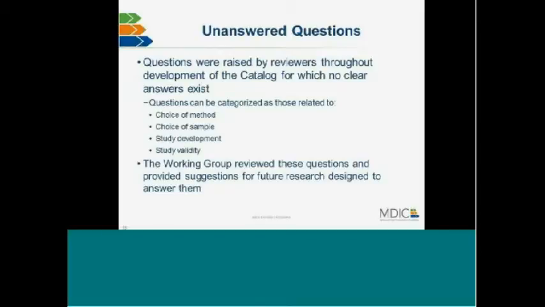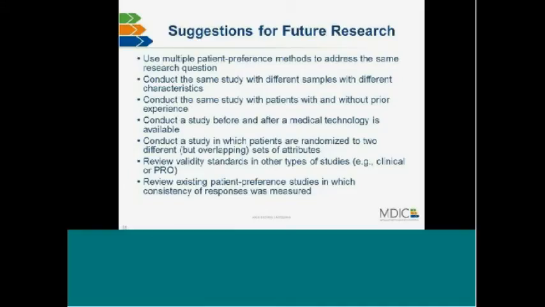How do you choose a method? How do you choose the sample for the method? How do you develop the study? And how do you know if the study is valid? So the working group got together, reviewed all of the questions. We had to go back and find documentation to make sure that we tried not to miss anything. And then we came up with these categories and came up with a number of suggestions for future research, which we'll talk about a little bit later.